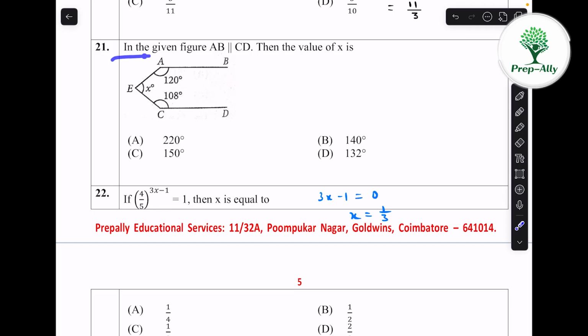Let's see how to solve this question. Here the question is, in the figure, AB is parallel to CD, this one parallel to this one right here. Then the value of x is what? Now see here, I am drawing one line here, parallel to AB and CD, like this.